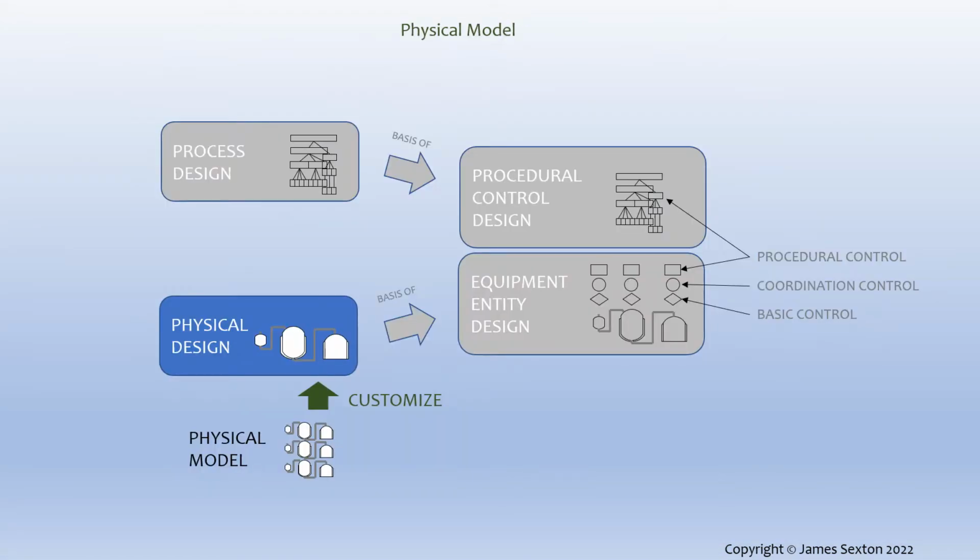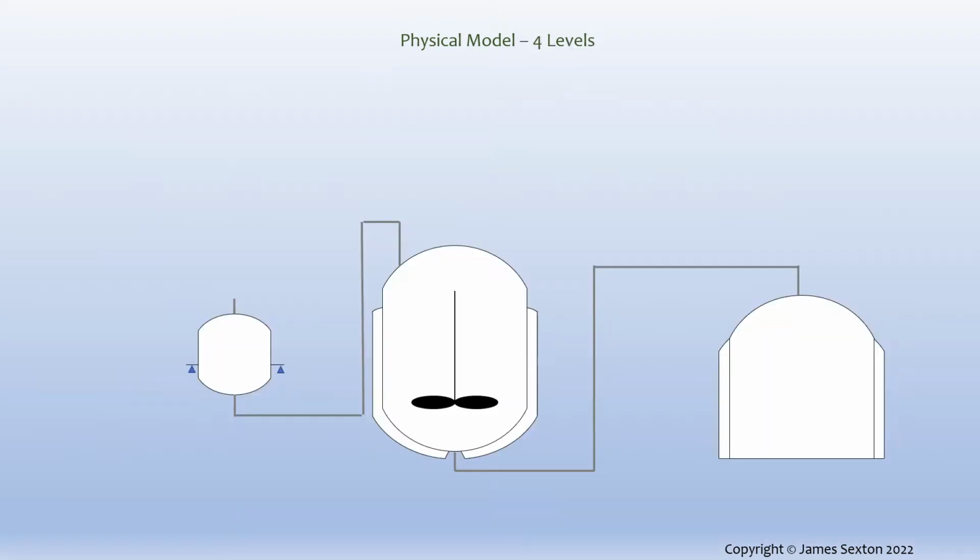Having seen the reasons for breaking down the process plant, we can now return to describe the structure and terminology of the physical model aimed at achieving this optimization in a consistent way. Here are the 4 levels of the physical model and the criteria that define each level.